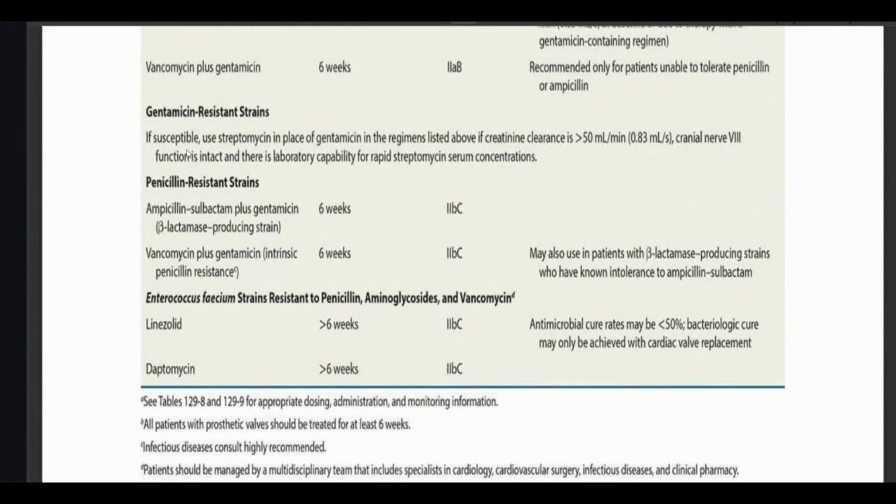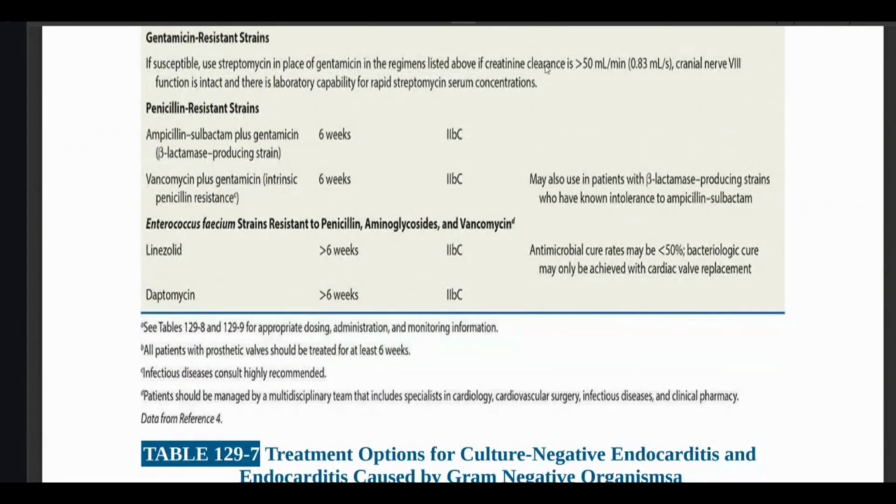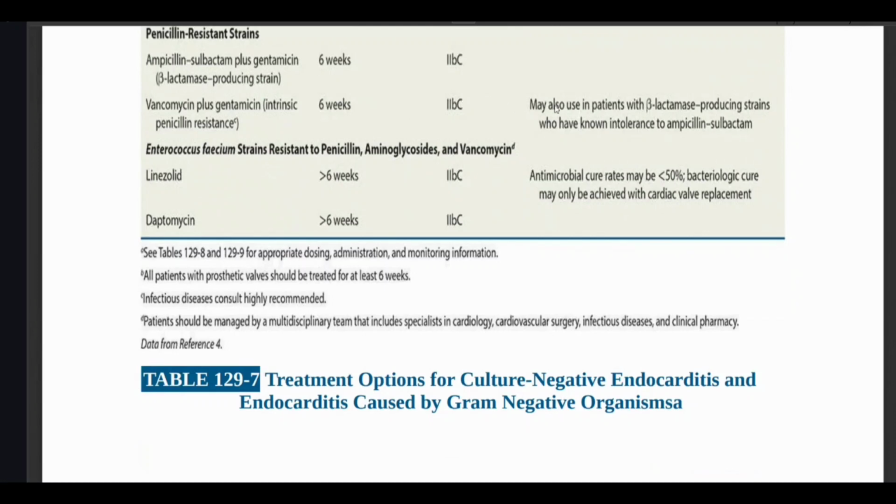For gentamicin-resistant strains, if susceptible, use streptomycin in place of gentamicin, if creatinine clearance is more than 50 ml per minute, if cranial nerve 8 function is intact, and if there is laboratory capability for rapid streptomycin serum concentrations. For penicillin-resistant strains, ampicillin sulbactam plus gentamicin for 6 weeks, or vancomycin plus gentamicin for 6 weeks. This may also be used in patients with beta-lactamase producing strains who have known intolerance to the ampicillin sulbactam combination. So vancomycin plus gentamicin would be a great choice in patients with beta-lactamase producing strains.